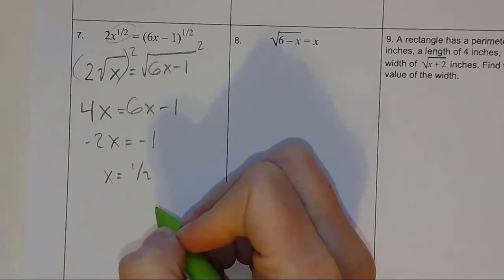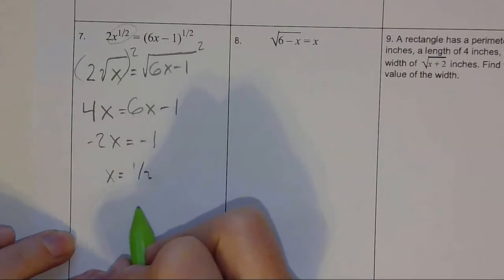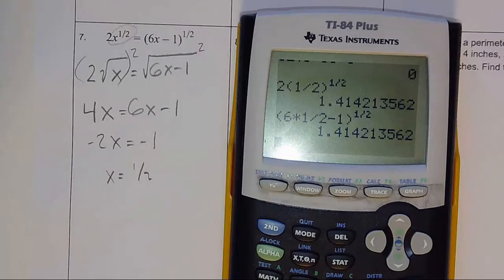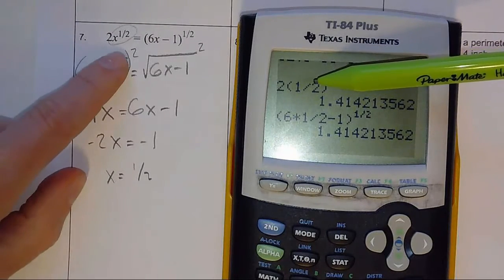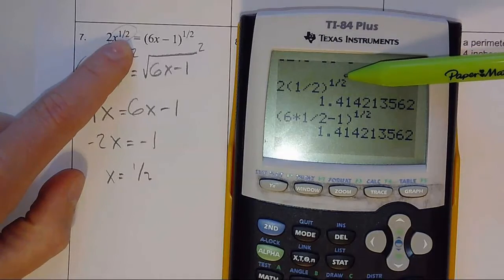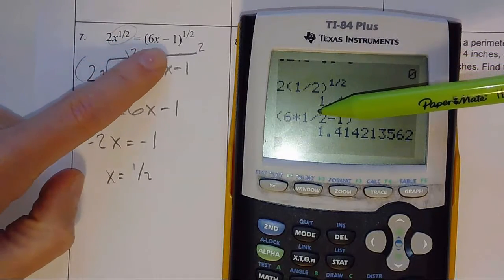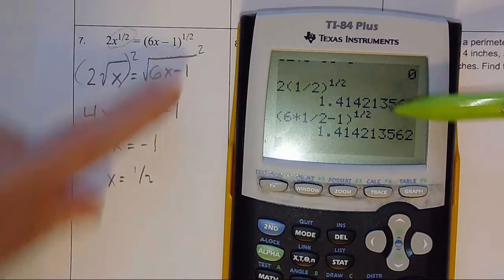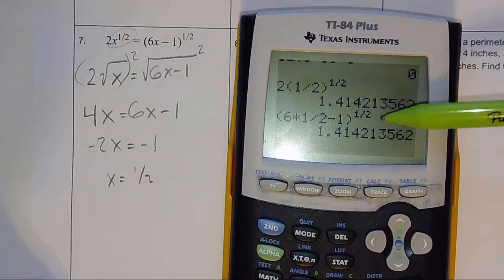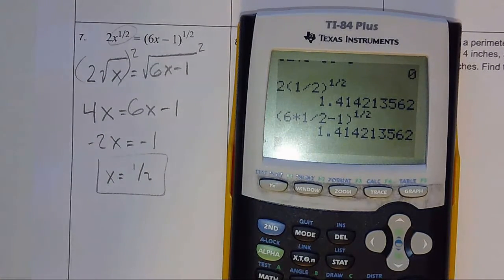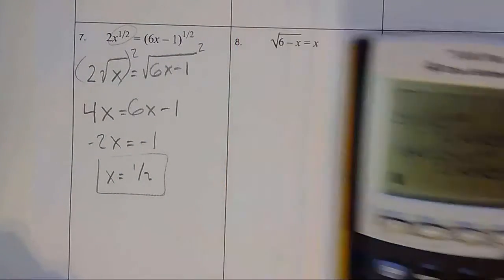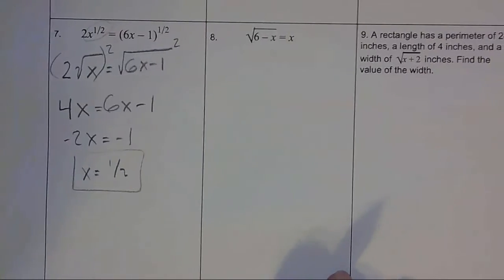Okay, plugging this in, I'm just going to pause and plug in the calculator. All right, so plugging it in, I just plugged in 1/2 into this original equation here. So 2 times 1/2 to the 1/2 power, and then 6 times 1/2 minus 1 to the 1/2 power. As long as your decimals are the same, then you are good to go. So this guy is the real solution, and he's not extraneous, but that was just a little easier to prove for me in the calculator. I mean, that could have been an easy exercise by itself.